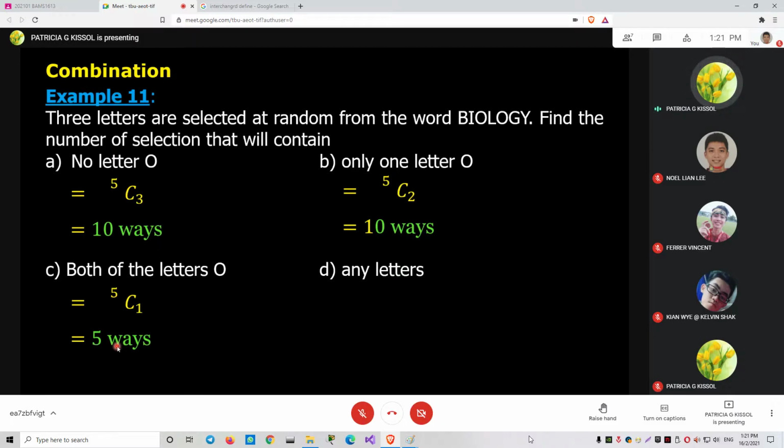And the final question, find the number of selections that will contain any letters. So for this, it can be any of the letters, right? So it will be 7 combination 3. That would give us 35 ways.